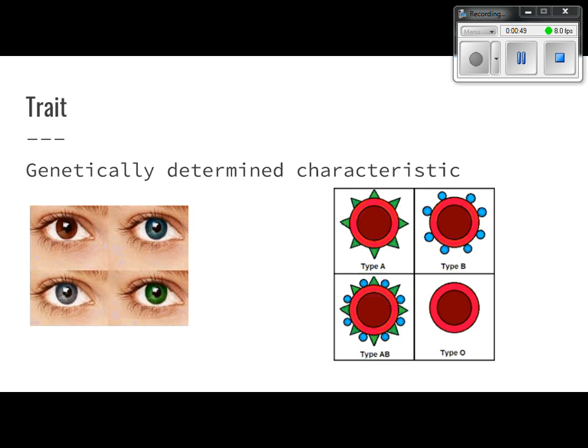It's something about an individual that you can tell. For example, I've got pictures here. Eye color is a trait. Your blood type is a trait. Your hair color is a trait. Any sort of different characteristic like that. It doesn't have to be a physical trait. But these would be some examples of different things that are termed traits.